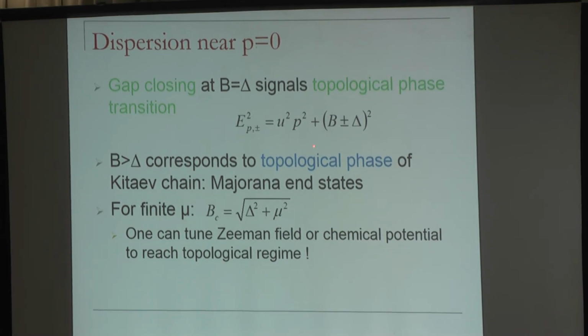And for b less than delta, we have a topologically trivial phase. For b larger than delta, one can check again, it's a topological phase that then has Majorana end states if you cut the chain in 2 halves. This was a discussion for 0 chemical potential. If you repeat the same with a finite chemical potential, the critical point moves to this value. And so in practice, you can tune such a wire into its topological regime either by changing the Zeeman field or by changing the chemical potential. The gap is usually not something you can change in a given experiment.